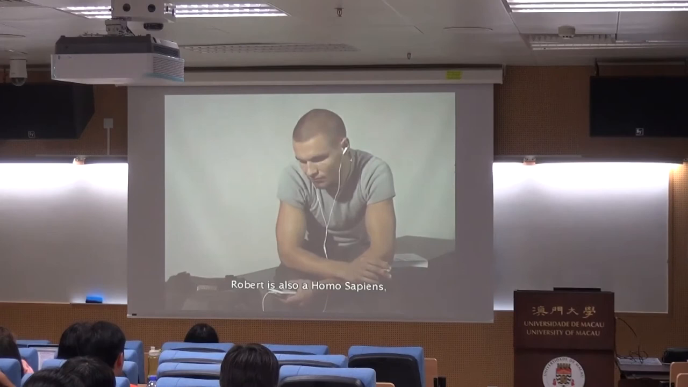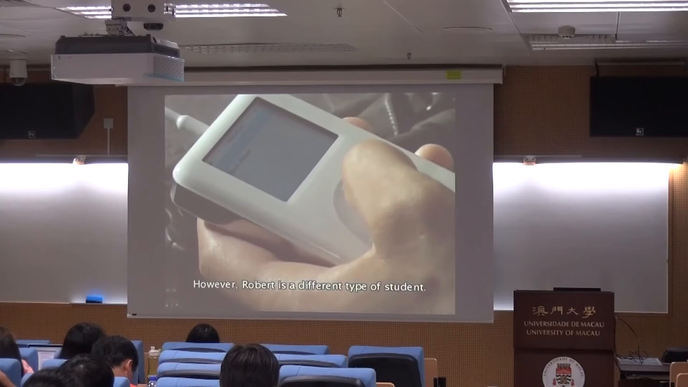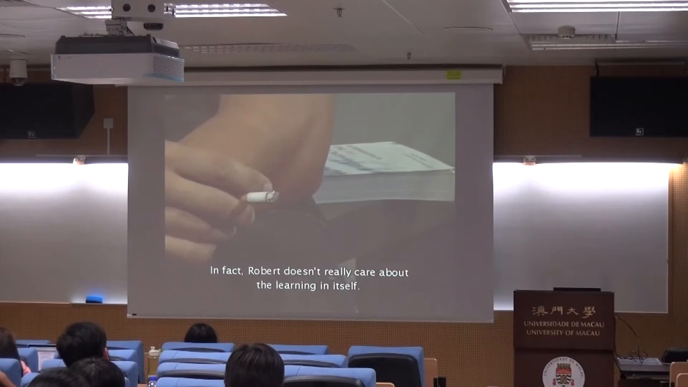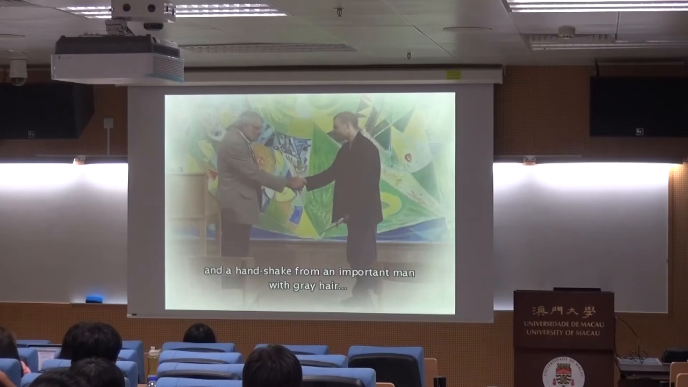Robert is also a Homo sapiens, same age, also a student of computer science, and also has the semantics lecture today. However, Robert is a different type of student. His goal is not to achieve understanding. In fact, Robert doesn't really care about learning in itself. His goal at university is different. His goal is to get a piece of paper, a handshake from an important man who's right here, to pass exams, get a degree, and get a decent job.